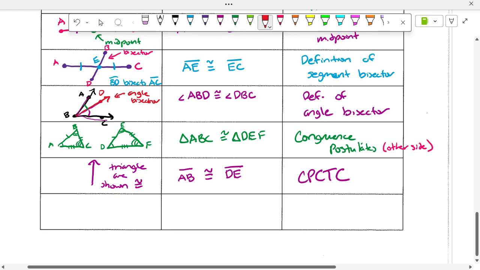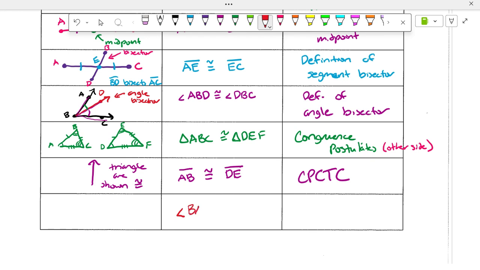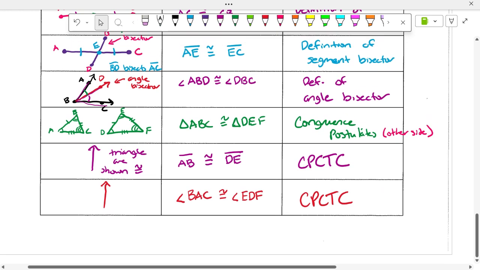So again, we can do the same thing for an angle. So let's say angle BAC is congruent to angle EDF. Again, we already shown that the triangles are congruent. So again, we can say it's by CPCTC. So these are some fairly common reasons, all right, to show that things are congruent, supplementary, things like that.